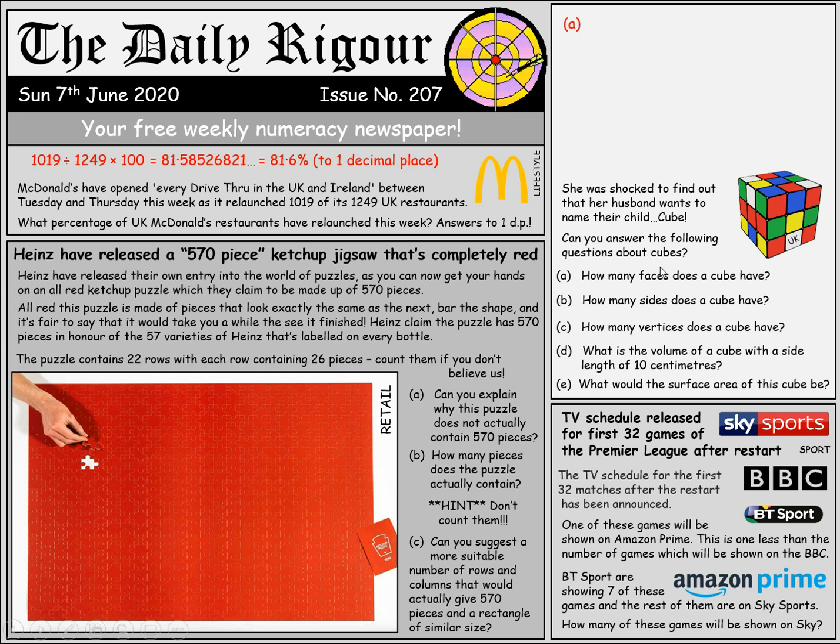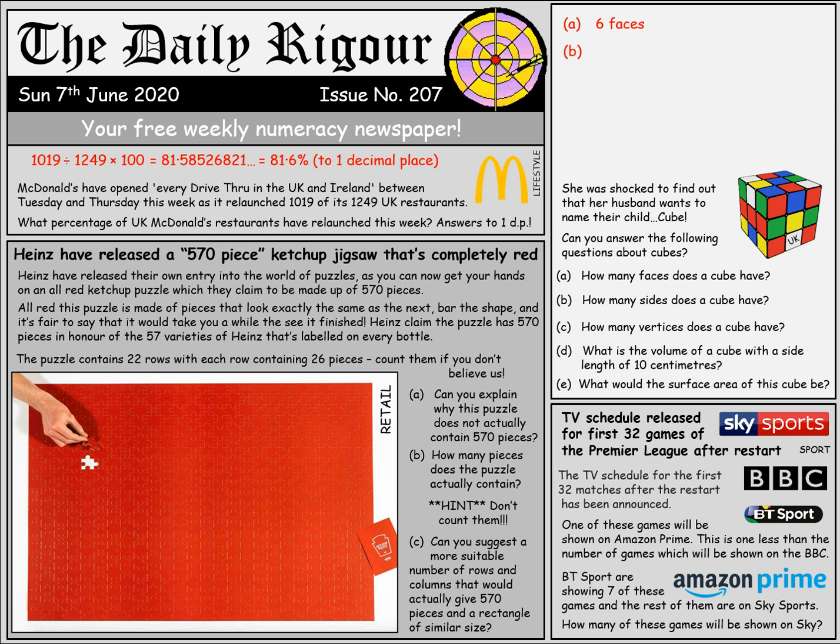So first of all, how many faces does a cube have? So there's one in the top, it's a square, one in the bottom, one in the left, one in the right, one in the front, one in the back. So that's going to be 6 faces altogether, and of course those 6 faces in a cube are 6 squares.